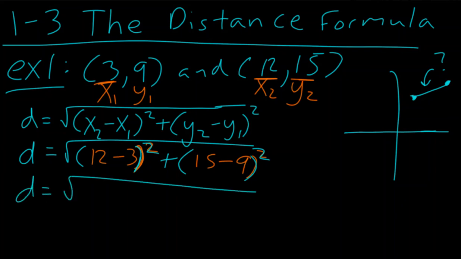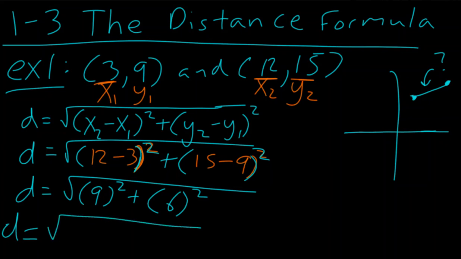take a look at this and ask yourself, what do you think would be the easiest thing to do next? Should you add these 2 large parentheses? Should you square the parentheses, or should you subtract on the inside? And of course, subtraction will be the easy thing. So 12 minus 3 will give us 9 squared plus, and 15 minus 9 will go ahead and give us 6 squared.